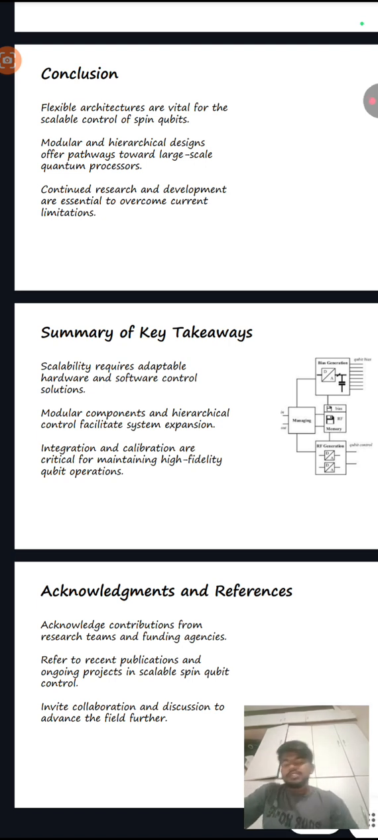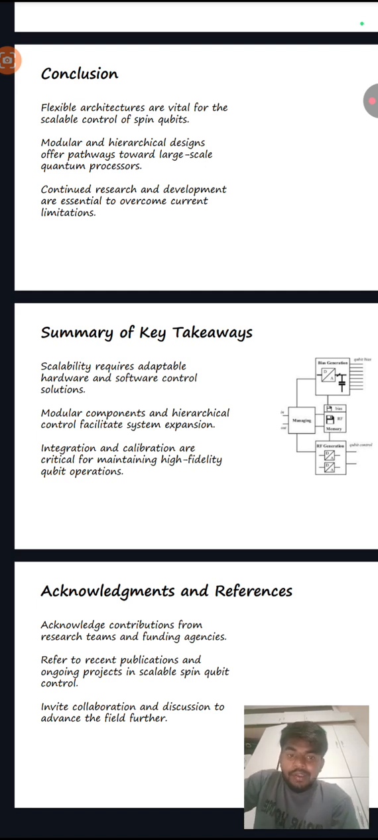Acknowledgements and references. Acknowledge contributions from research teams and funding agencies. Refer to recent publications and ongoing projects in scalable spin control. Invite collaboration and discussion in the advanced field further. This is the conclusion of the flexible architecture presentation.